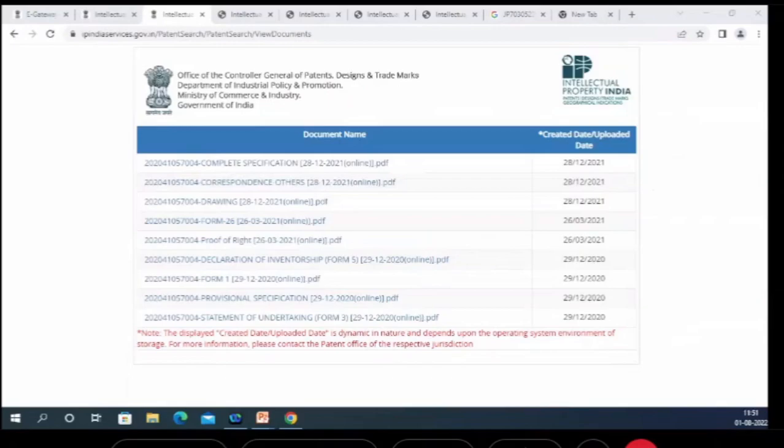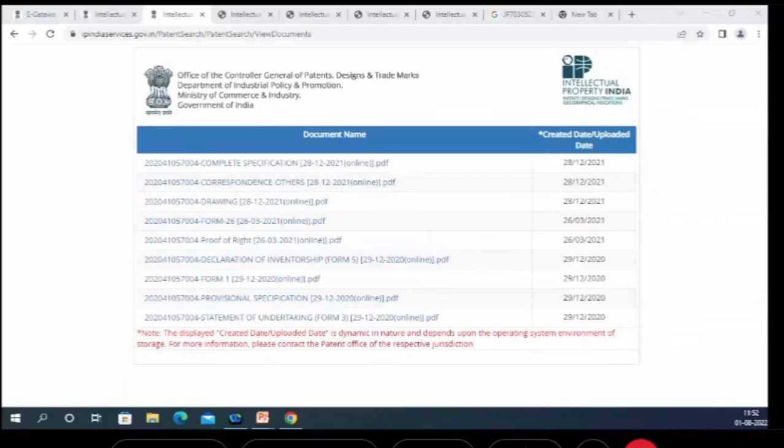So there are two kinds of specification. If I had included the provisional and complete here, the session would not finish even after 12:30. One is complete specification and one is provisional specification. And this provisional specification is only applicable in the Indian context. No other IP office anywhere in the world gives you this kind of facility. The provisional specification facility is only given by the Indian Patent Office.